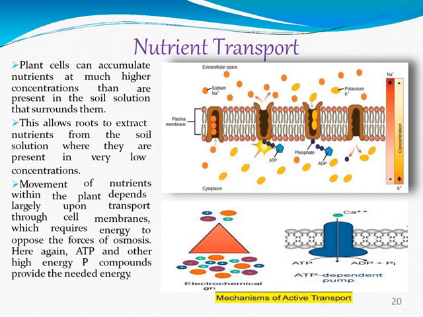Nutrient transport. Plant cells can accumulate nutrients at much higher concentrations than are present in the soil solution that surrounds them. This allows roots to extract nutrients from the soil solution where they are present in very low concentrations. Movement of nutrients within the plant depends largely upon transport through cell membranes, which requires energy to oppose the forces of osmosis. Here again, ATP and other high energy phosphorus compounds provide the needed energy.